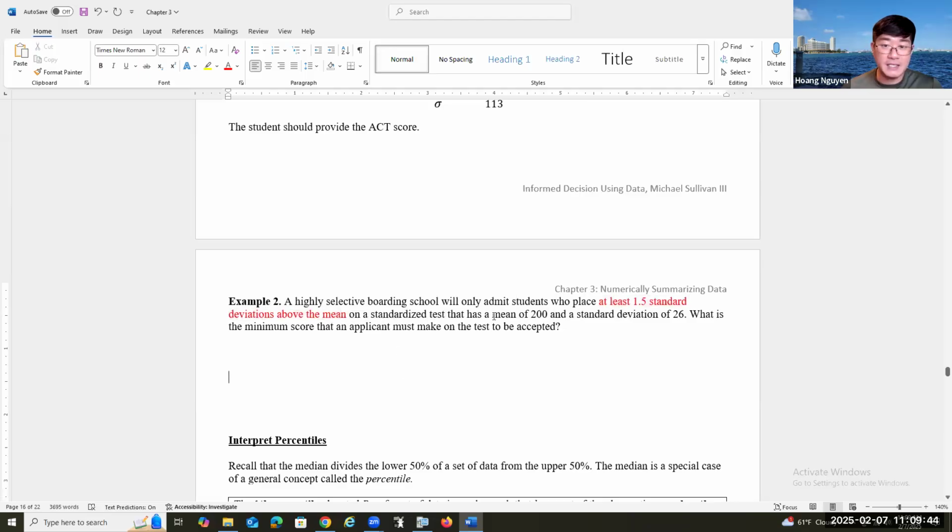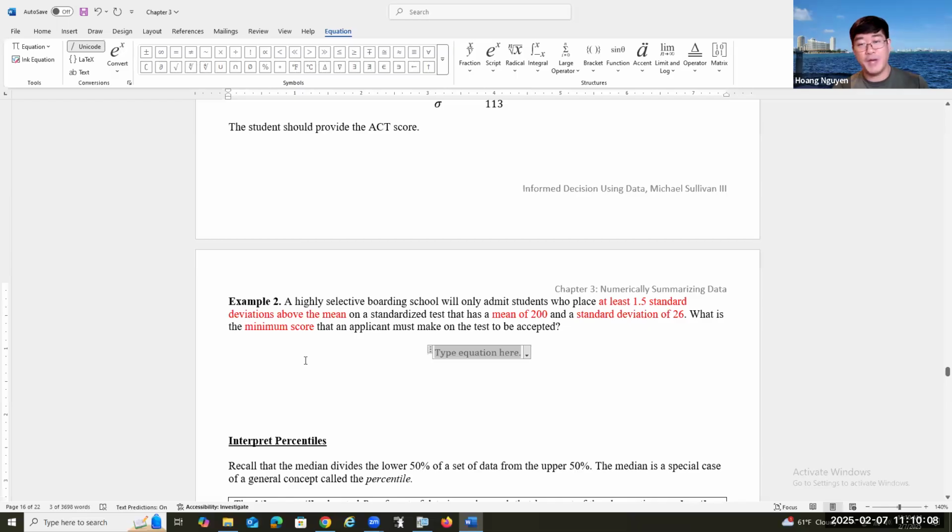On a standardized test that has a mean of 200 and a standard deviation of 26. Okay, so we are given that the mean is 200 and the standard deviation is 26. What is the minimum test score? Yeah, so what's the minimum score? We're looking for the score that an applicant must make on the test to be accepted.